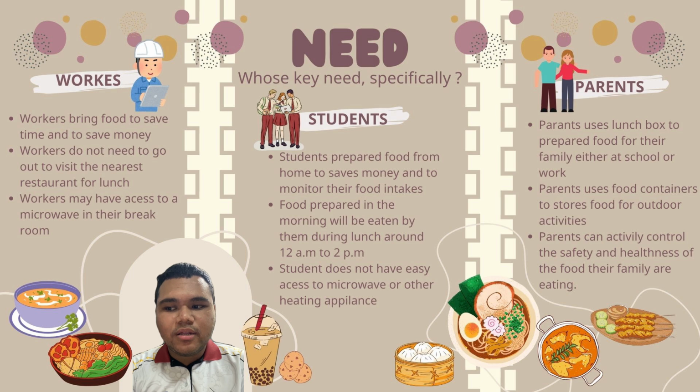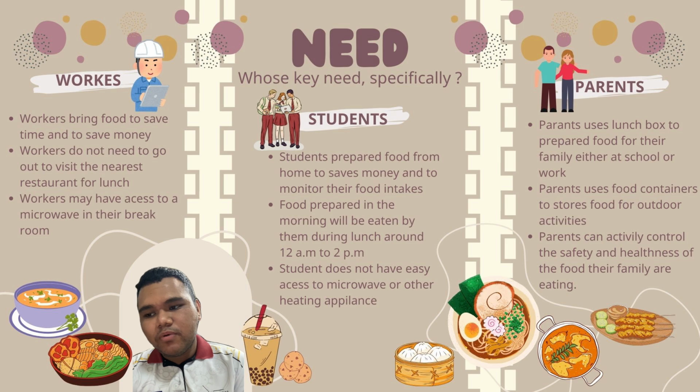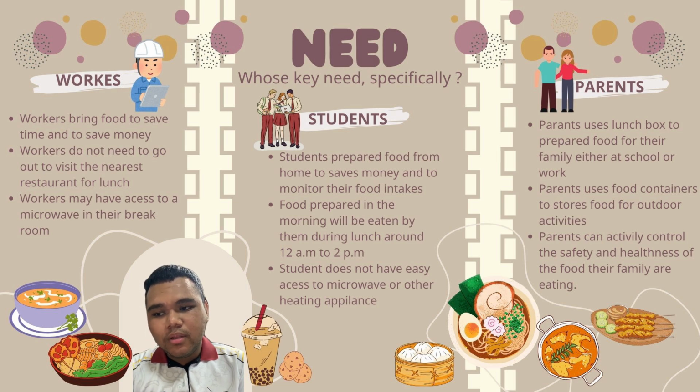The second criteria of need is whose key needs specifically, meaning who is our consumer or client. For our product, our consumers are three types of group. The first one is students. Students prepare food from home to save money and to monitor their food intake. Food prepared in the morning will be eaten by them during lunch around 12 p.m. to 2 p.m. Students do not have easy access to microwaves or other heating appliances.